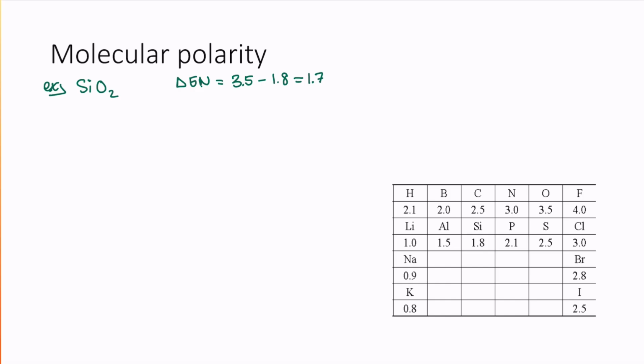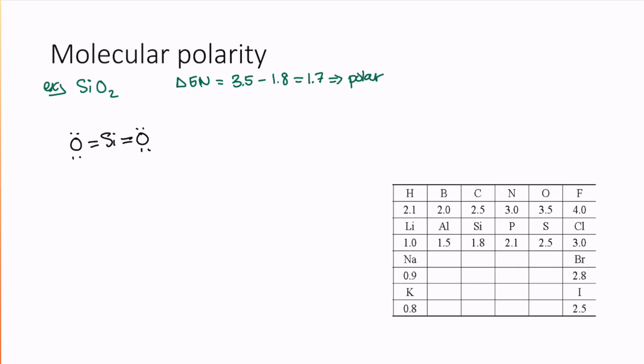If we remember, this goes into the polar category, but I cannot explicitly state that SiO2 is a polar molecule. I can say that the bond between silicon and oxygen is polar, but I can't say that the whole molecule is polar. So let's draw our Lewis structure for SiO2 again. We already drew it, and it looks like this.